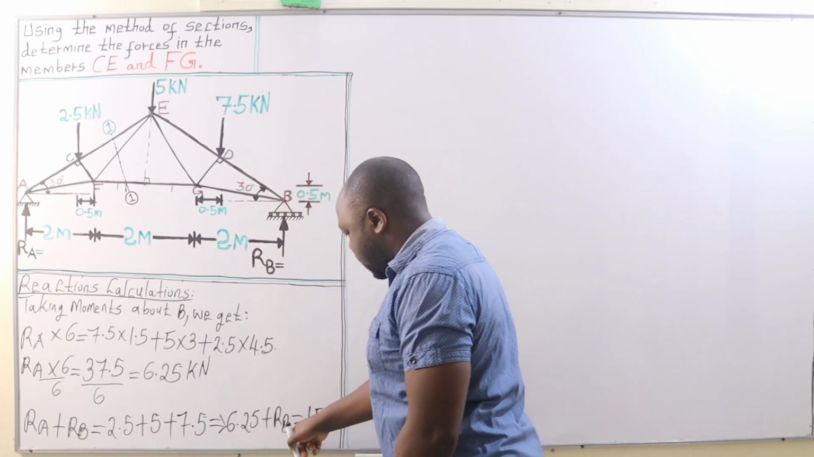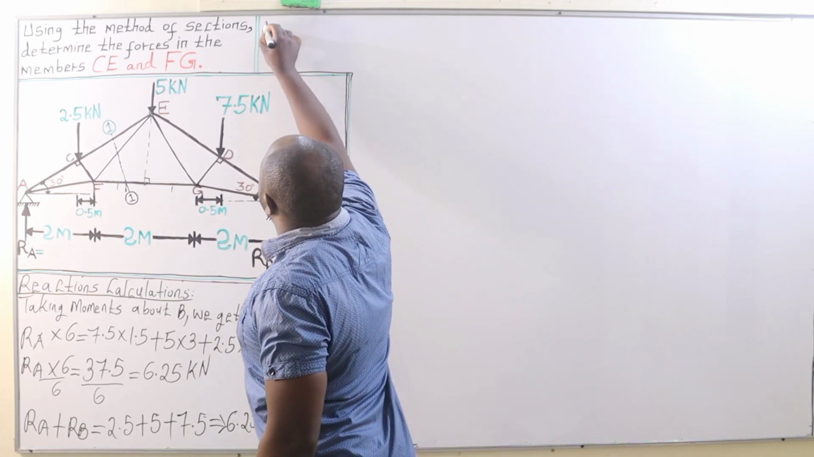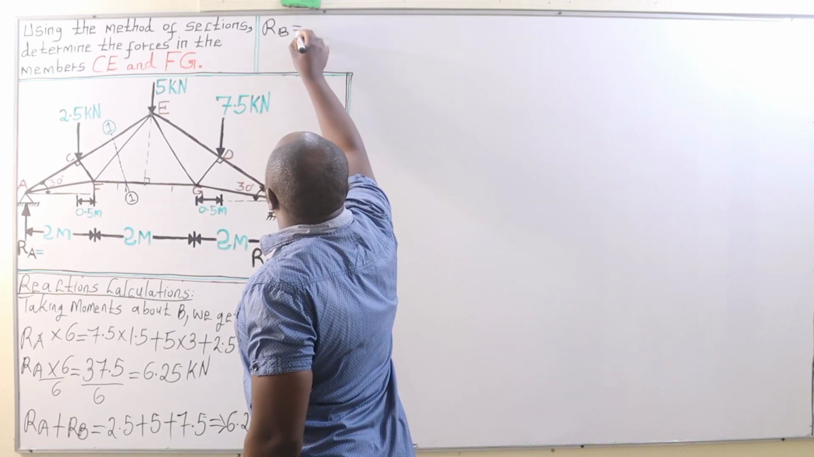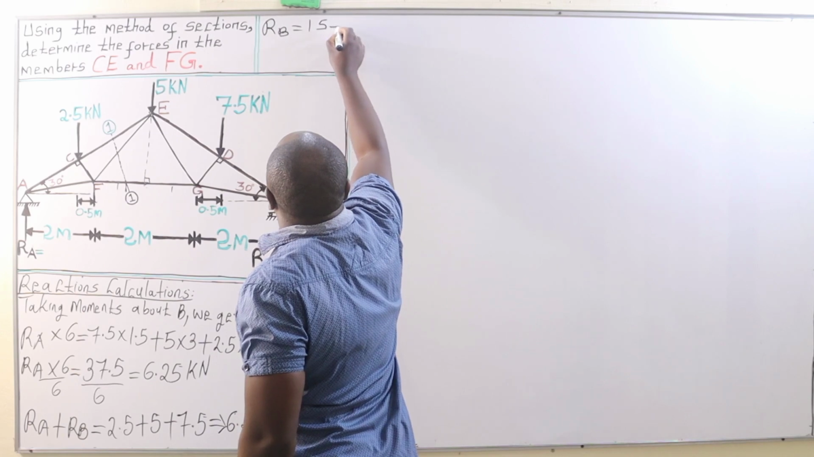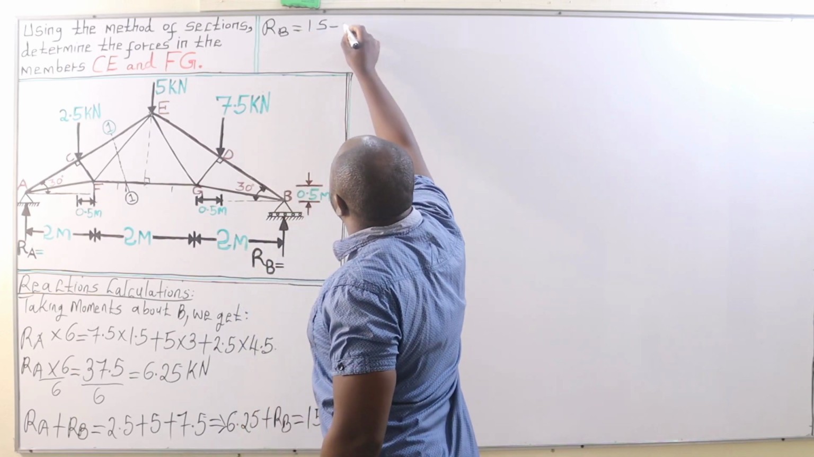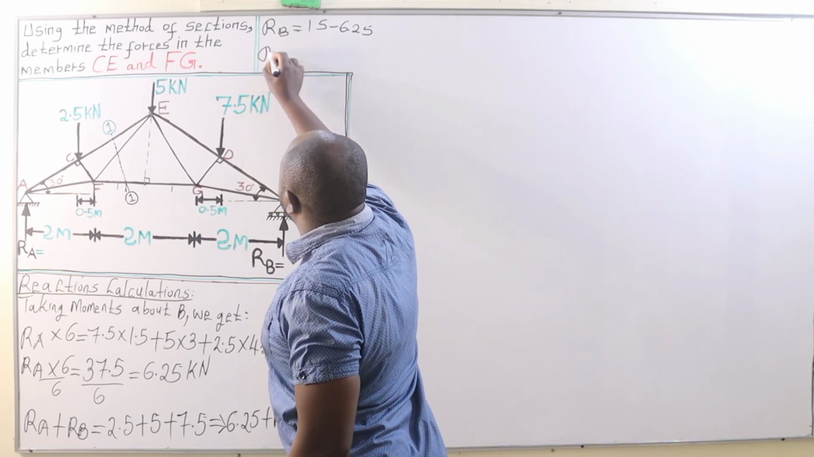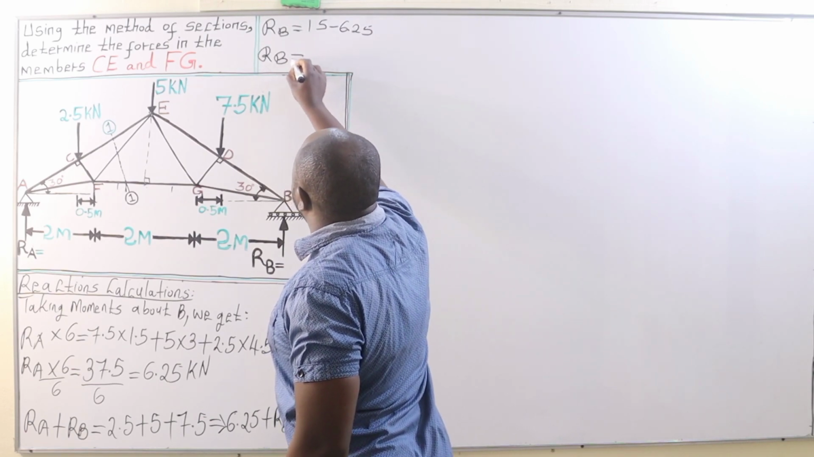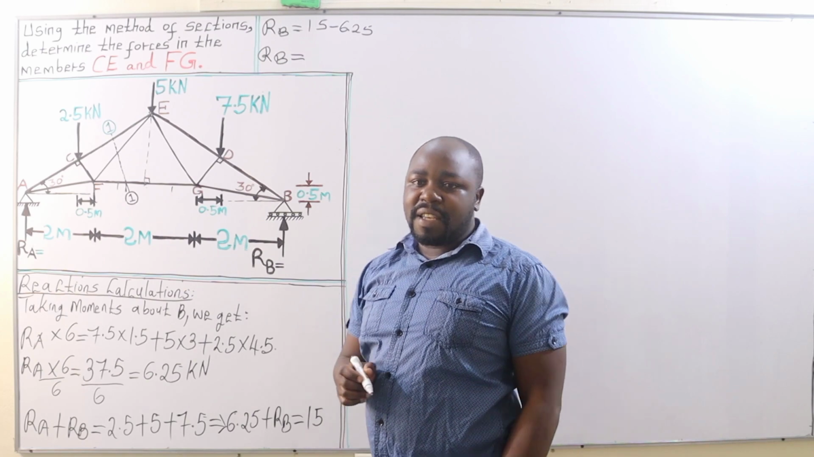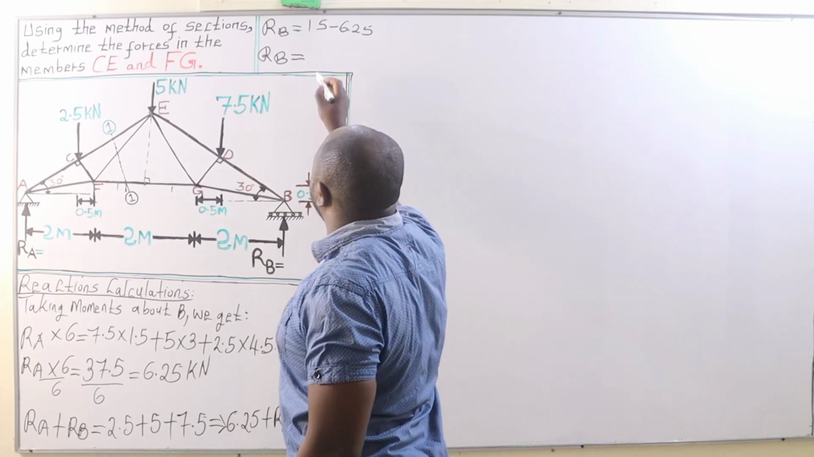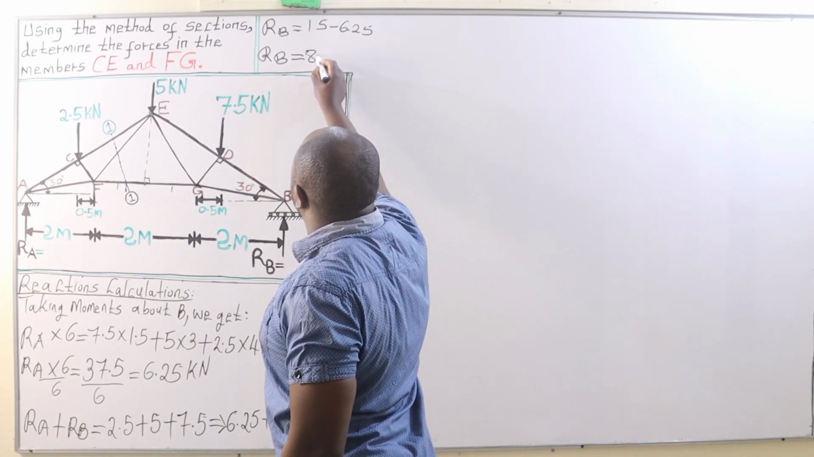Now, to get the value of RB, RB will be equal to 15 minus 6.25 kilonewtons, and therefore the reaction at B, that is RB, is going to be 8.75 kilonewtons.